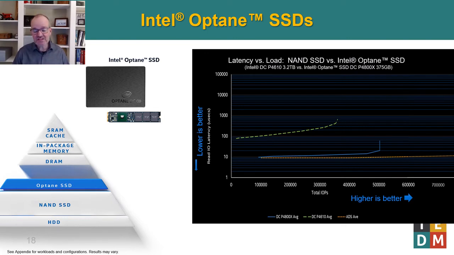The Optane SSD also has much better endurance, 60 drive writes per day, and it has a few other advantages that change the way in which it can be used for HPC.